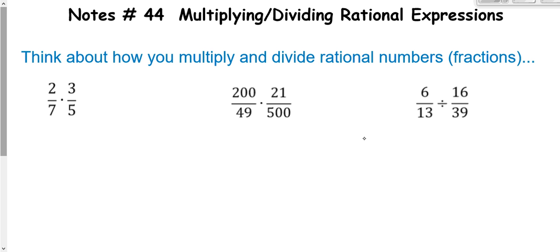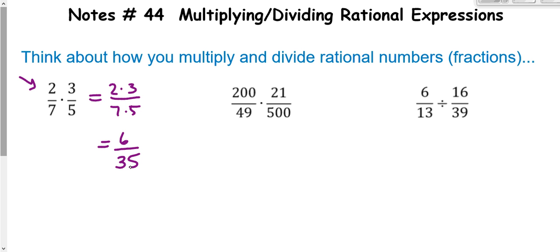We're going to start by thinking about how we multiply and divide rational numbers, aka fractions. So take a look at my first example here. We know that what we do to multiply fractions is we multiply the numerators, so 2 times 3, and we multiply the denominators, 7 times 5, and that would just give us 6/35. Okay, so there's no need for a common denominator when you're multiplying.